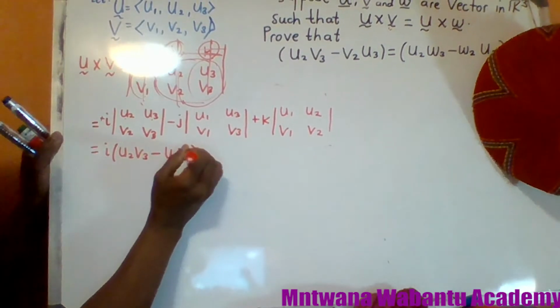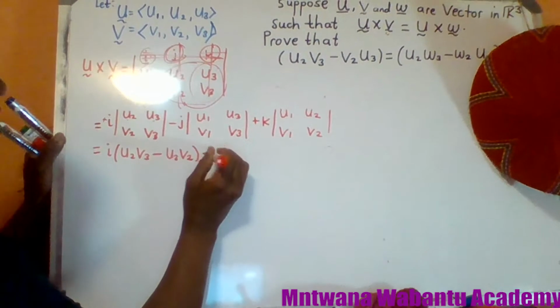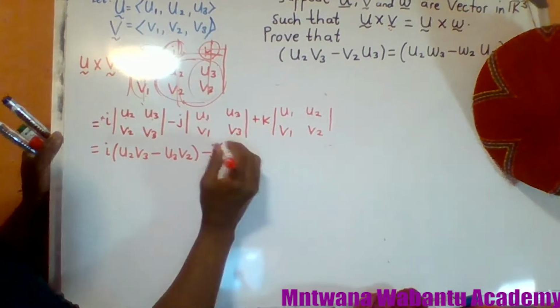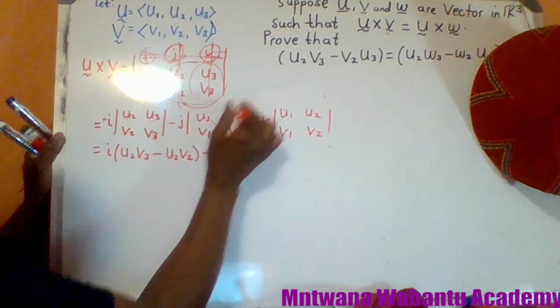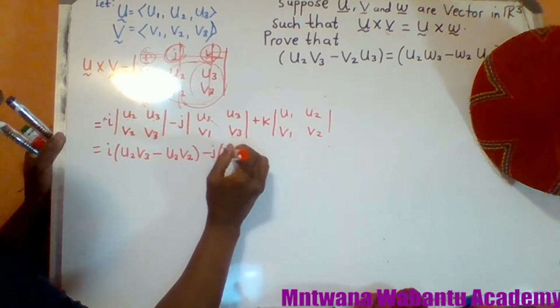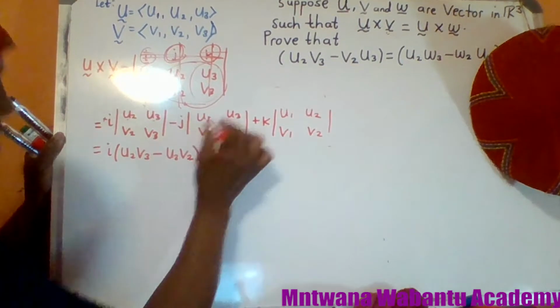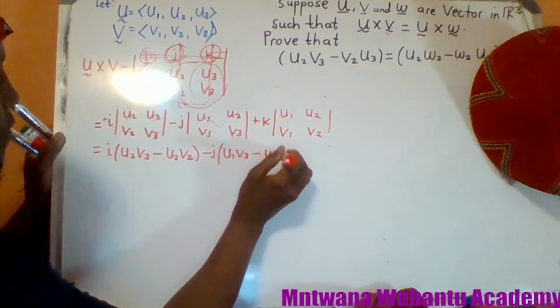So we can do no modification. I'll take my blackboard back here. So I'm going to say this equal to, look, you have an I, so multiply: U2 times V3 is going to be U2 V3 minus U3 V2.